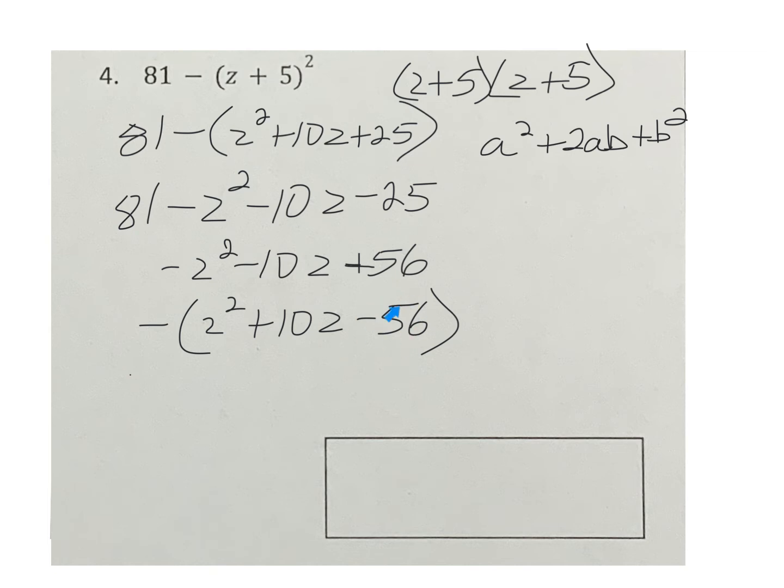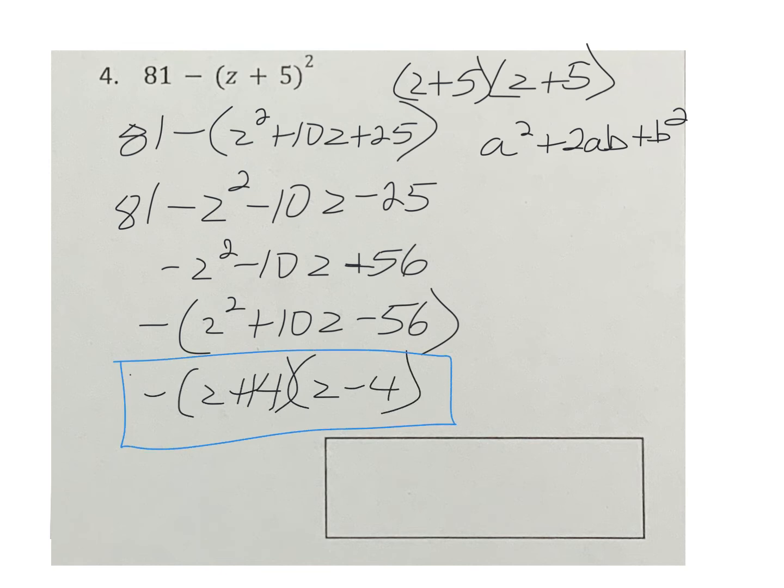We're looking for the factors of negative 56 that equal 10, and that's going to be 14 times 4. We need it to be a positive 10, so we're going to do 14 minus 4, which will make it a negative 56. So negative, and then we have z plus 14 times z minus 4, and that would be your final answer.